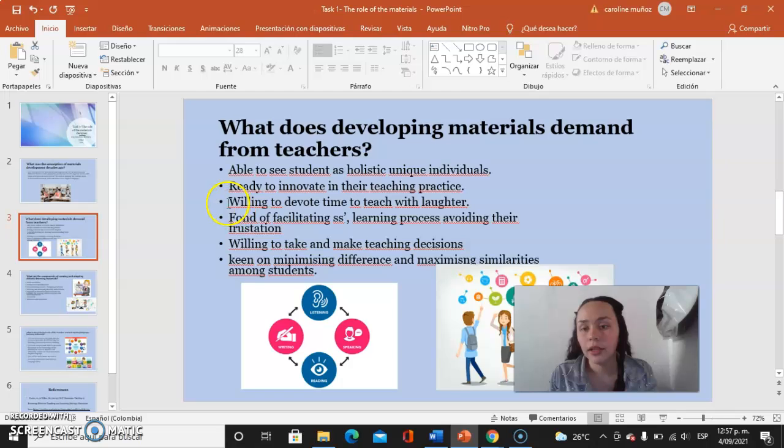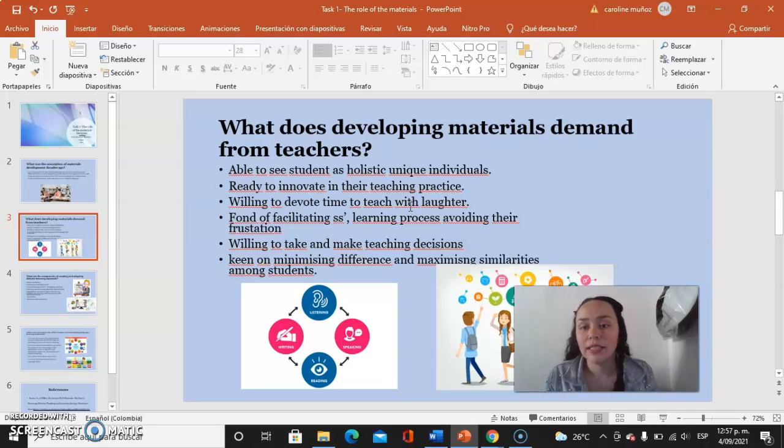Yeah. The third is willing to devote time to teach with laughter. Okay. When the teacher starts the class with a smile all the time is excellent because I am so sure that the attitude of the student will be glad. Yes, because maybe if you work with children, they love that.